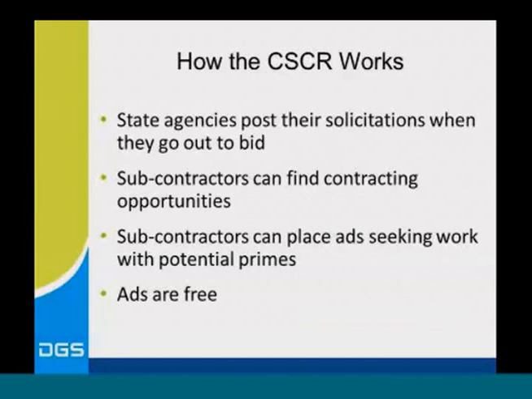How the CSCR works: state agencies post their solicitations when they go out to bid. Subcontractors can find contracting opportunities. Some contractors can place ads seeking work with potential primes. And remember that if you are certified as a small business and/or Disabled Veteran Business Enterprise, or DVBE, the ads are free.